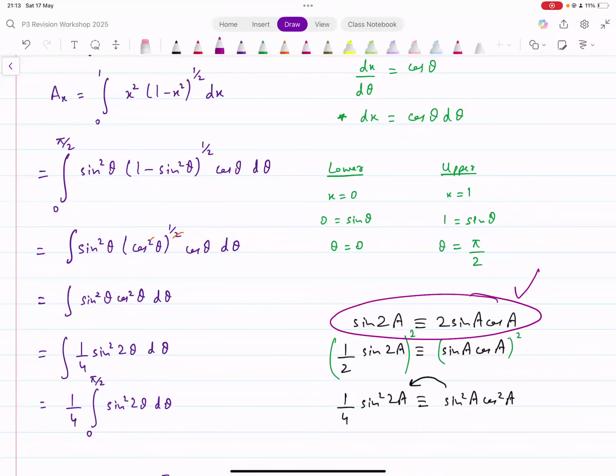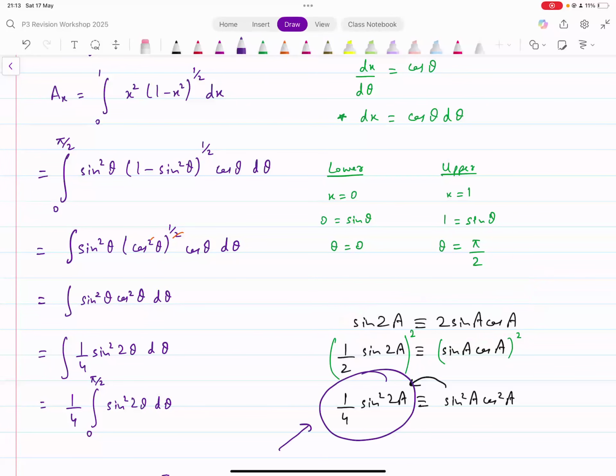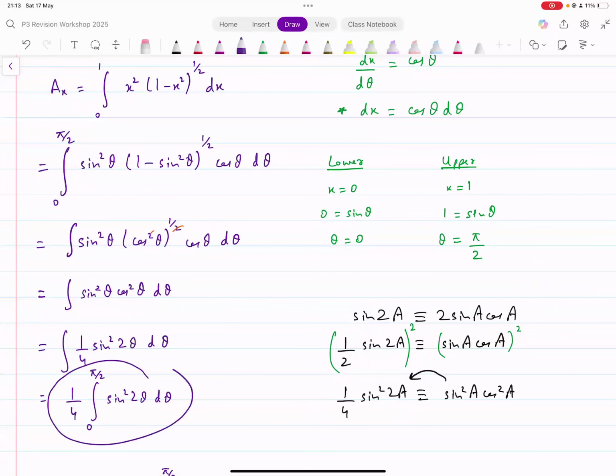And that's the double angle identity for sine. Sine 2a is identical to 2 sine a cos a. You could use that here because when that is rearranged, we get half sine 2a equal to sine a cos a. Square both sides, and sine square a cos square a can be written as 1/4 sine square 2a. We could replace it with that. So it just leaves us with half sine square 2 theta.